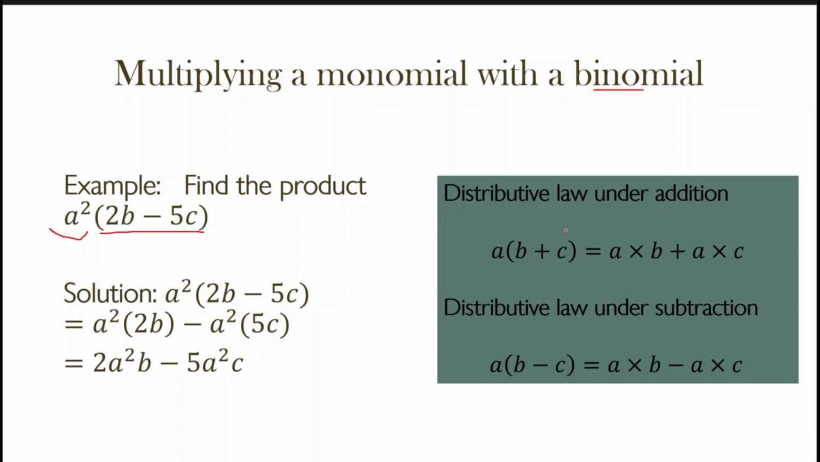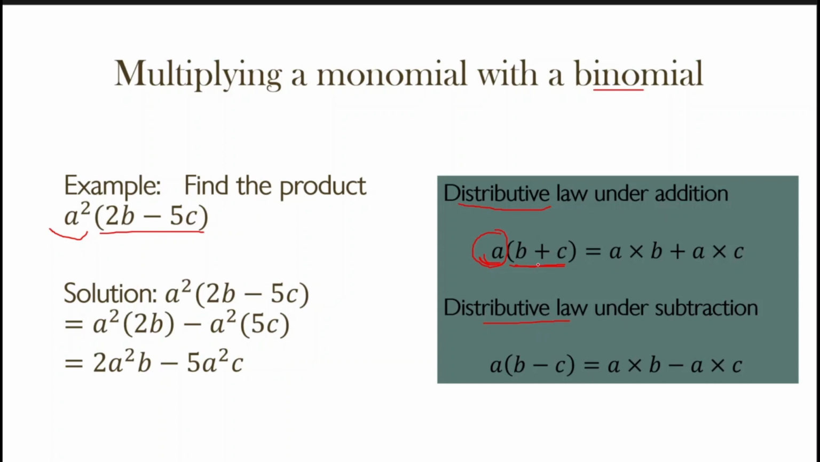expressions? Before starting with the questions, there is a law that we need to understand, which is the distributive law under addition and the distributive law under subtraction. The distributive law under addition states that if there is a monomial that you need to multiply with a binomial, you have to multiply this a with each and every term present inside the second bracket. So this a needs to be multiplied with b as well as c.